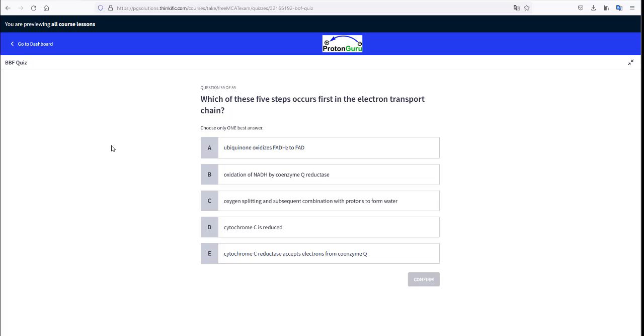So for example, 2 of the answer choices mention coenzyme Q. One is oxidation of NADH by coenzyme Q reductase. And the other one is cytochrome C reductase accepts electrons from coenzyme Q. Cytochrome C is also mentioned in the answer: cytochrome C is reduced. From the name, you should deduce that coenzyme Q reductase reduces coenzyme Q. And this must happen before coenzyme Q can go on to reduce cytochrome C reductase. From the name, then, you should deduce that cytochrome C reductase reduces cytochrome C. So we kind of know from the vocabulary the order of those 3 steps.